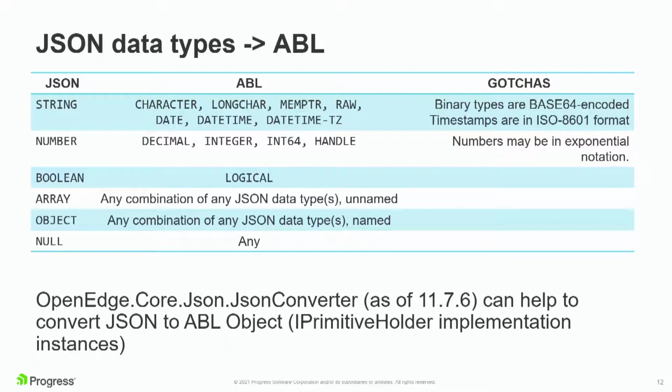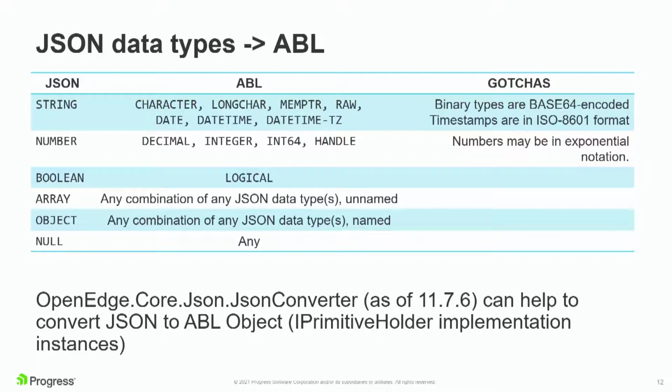In 11.7.6 and beyond, we created a class called the JSON converter, which can help you to convert those into ABL object instances. There's an interface called primitive holder, and it will bring you back the right thing. It knows how to parse strings, particularly. A lot of the code is around parsing strings into dates or datetime-TZs, and it just gives you an object which wraps the value. I'll talk a little bit about those probably in my next session, which is later today sometime.